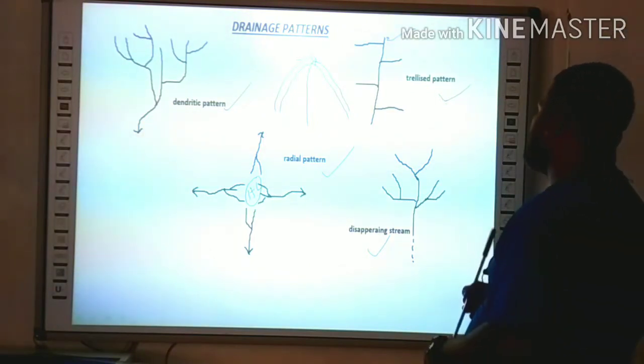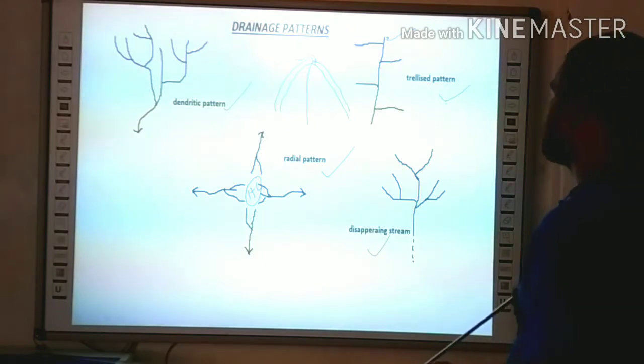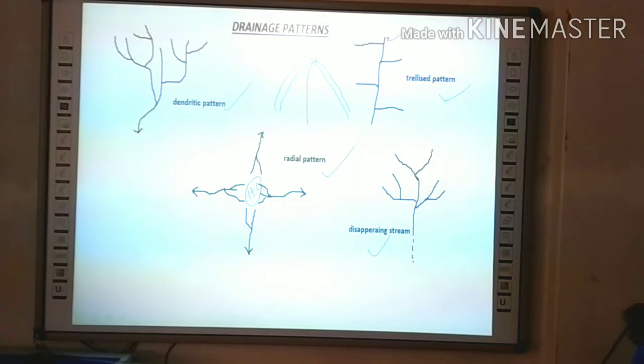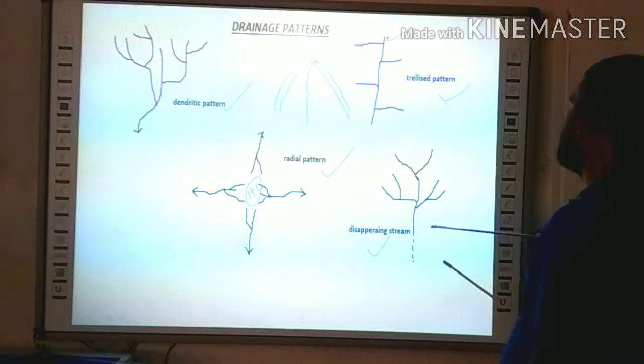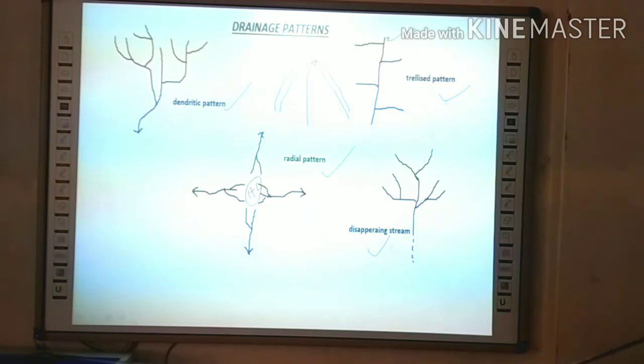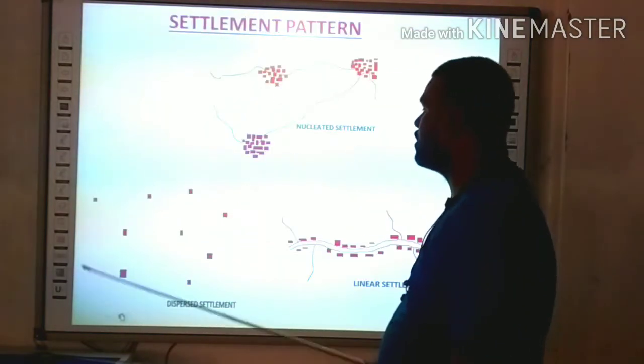Now another important drainage pattern that you find in your topo sheet is the disappearing stream. What is this disappearing stream? You will find the streams in the map, but suddenly you will see that the streams are disappearing, or you can see them in dotted lines. This is called disappearing stream.